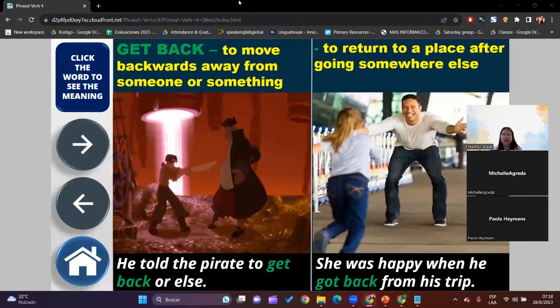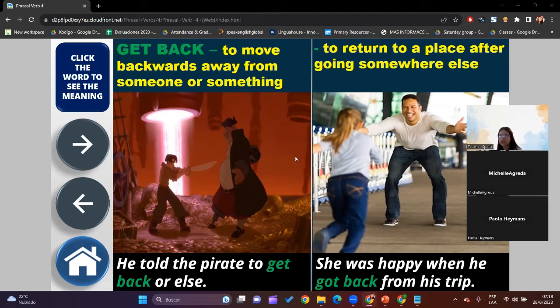Okay. So you're close to return, basically. It could be used in two ways. It could mean to move backwards, away from someone or something, like when someone is trying to escape. For example, he told the pirate to get back for Alice. And as you say, it can mean to return to a place after going somewhere else. So it's like to return. She was happy when he got back from his trip.